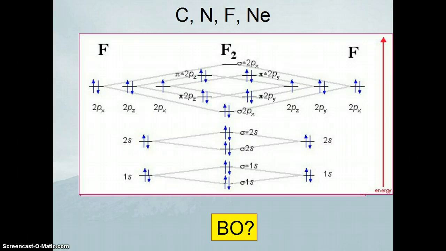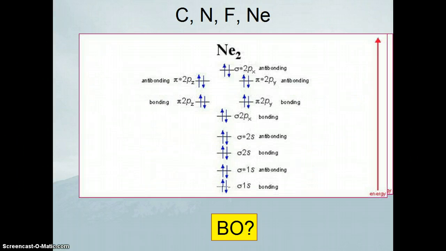that's our sigma bond. And then, of course, if we go on to neon, everything sort of cancels out because we start filling up all of our molecular orbitals, and all of our bonding orbitals and all of our anti-bonding orbitals are completely full, so they cancel each other out. So the bond order is 0.